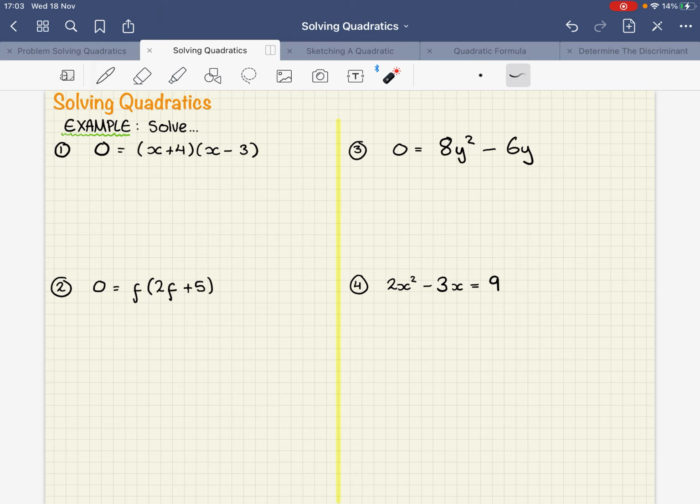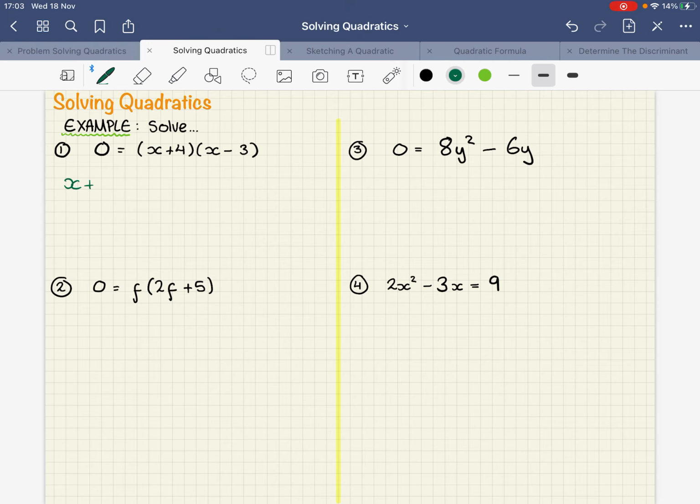So let's take a look at this then. So first one, I've got 0 equals x plus 4, x minus 3. Now, the key thing to keep in mind is that I've got two things, one thing, second thing, that are being multiplied together to give me 0. And because they're being multiplied, that means one of the items must be 0. Because think of it this way, 3 times 0 is 0. 0 times 8 is 0. So that means if I've got stuff multiplied, something has to equal 0 as a whole. And I'm going to use that.